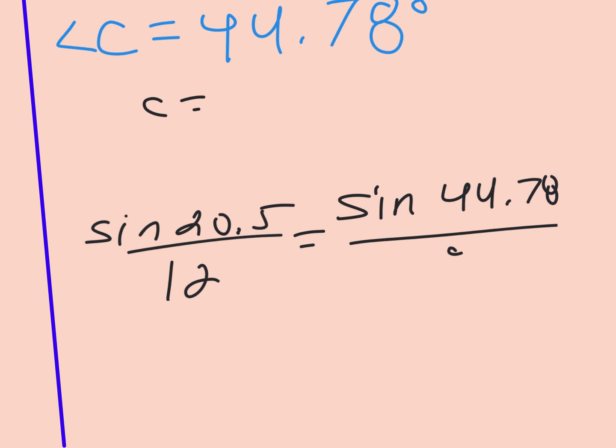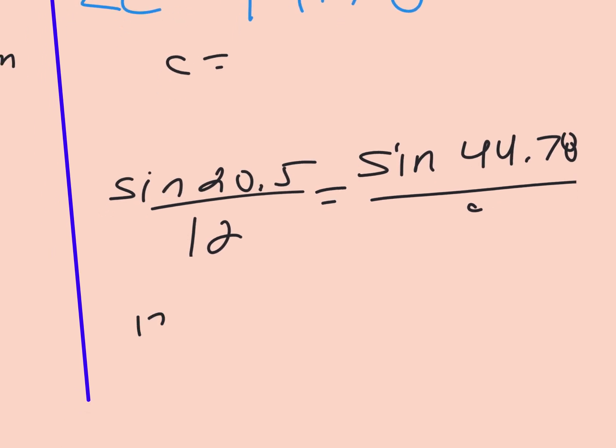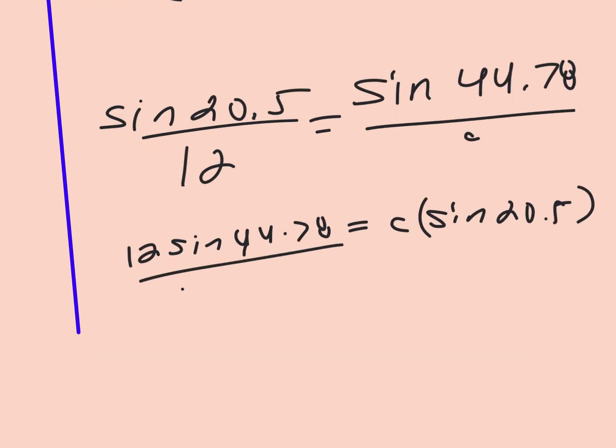And you do the exact same thing. You're going to cross multiply. So you have 12 times the sine of 44.78 equals C times the sine of 20.5. Divide both sides by the sine of 20.5. So what does C equal in your little triangle?